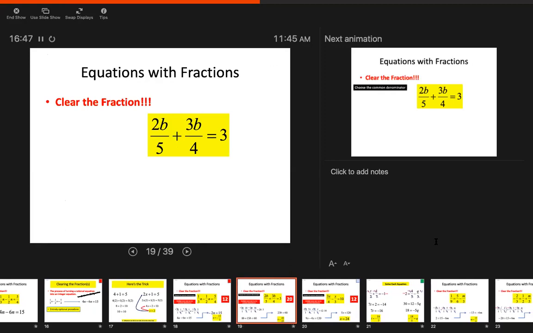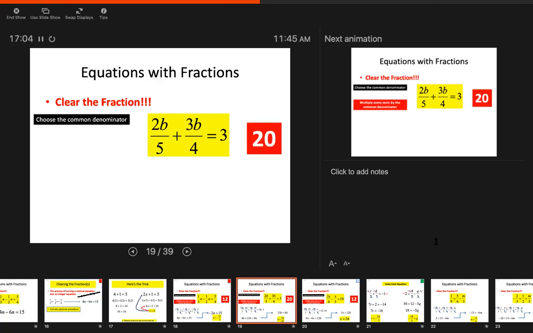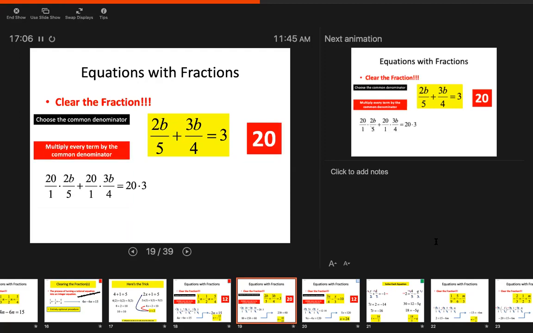You look at all the denominators. It's got to be an equation, though. Can't do this for an expression. Doesn't work for expressions. Look at all the denominators. What's the common denominator? Everybody? Common denominator is 20. So I'm going to take everything, this thing, and this thing, and multiply each by 20. Because it's the common denominator.